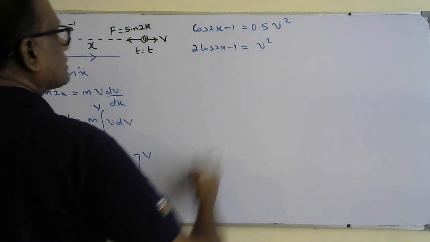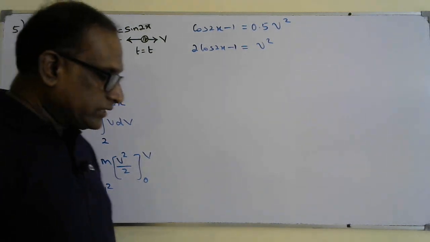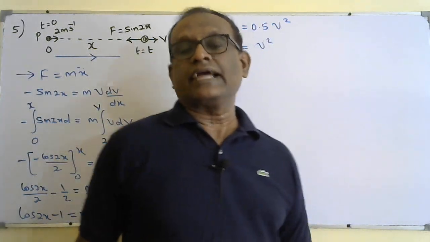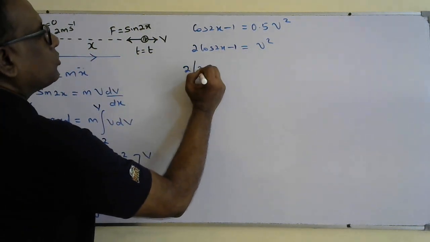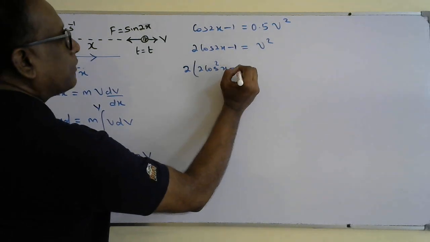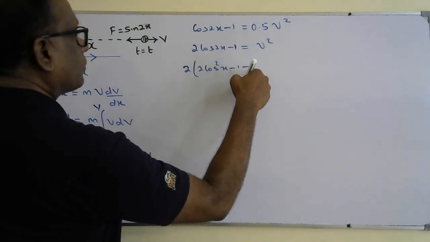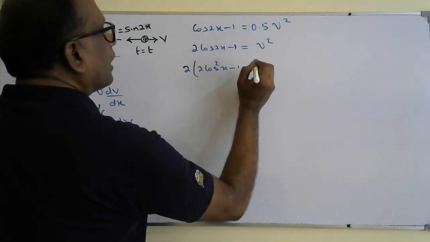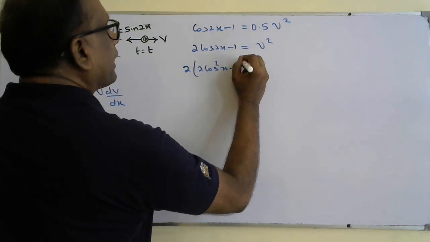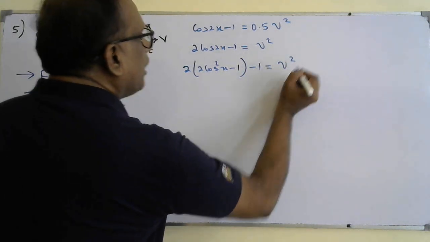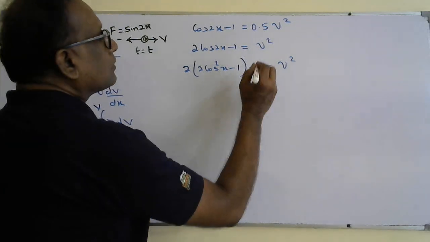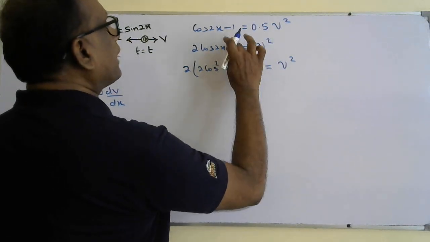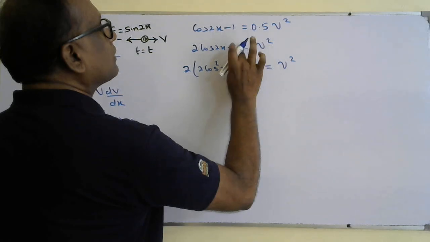We know that the question says show that v equals 2 cos x. So cos 2x we can write in terms of cos x. Cos 2x is equal to 2 cos squared x minus 1. So that's going to be 2 times 2 cos squared x minus 1 minus 1 equal to v squared.